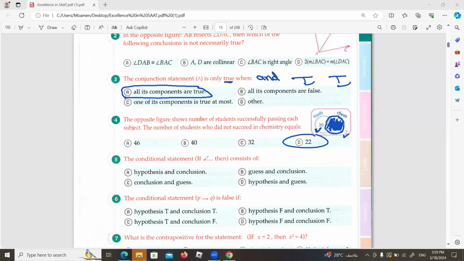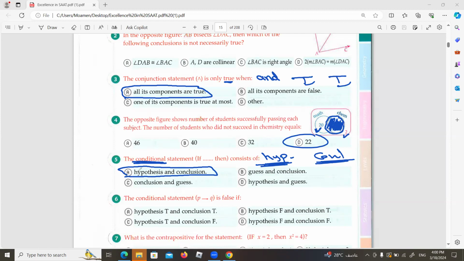Number five. The conditional statement if-then consists of what elements? We said we have the hypothesis and we have the conclusion. So hypothesis and conclusion, this is our answer. Okay, this is the answer of number 5. We're going to number 6.